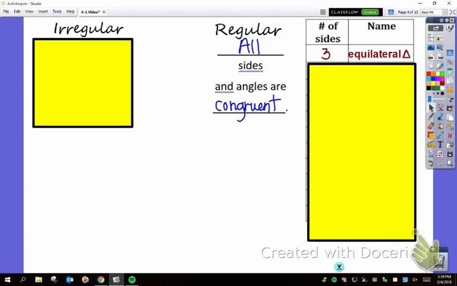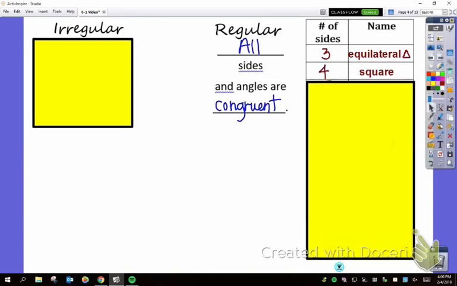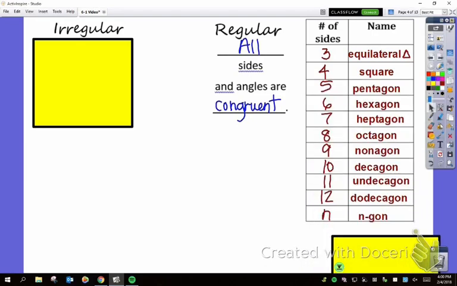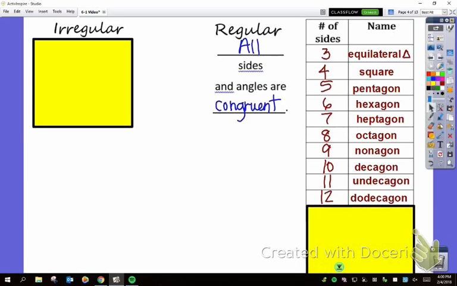Okay, 4 sides, anything with 4 sides is just called a quadrilateral. But if it's a regular quadrilateral, all the sides are equal and all the angles are equal, which means it would have to be a square. We can do this all the way down our polygons list. So here I've gone from 5 down to 12. So 5 is a pentagon, 6 hexagon, 7 is a heptagon, 8 octagon, 9 nonagon, and 10 is a decagon.